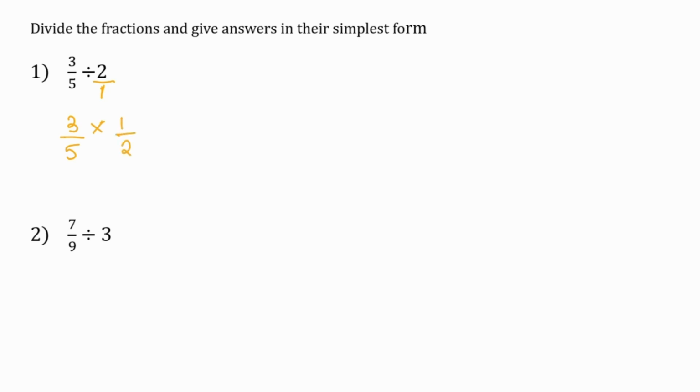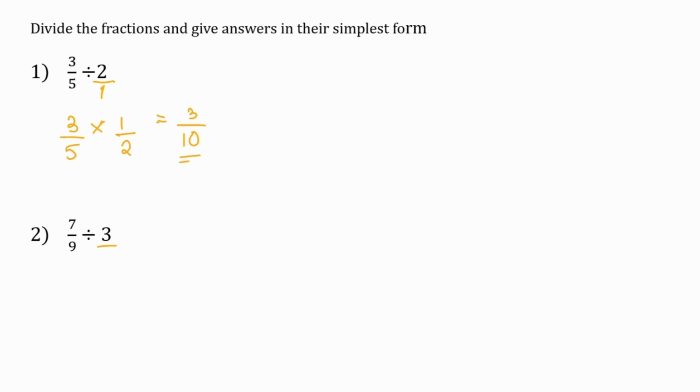Now, because I don't have any common factors in my numerators and denominators, I can just multiply my numerators with each other. 3 times 1 will be 3, and my denominators multiplied by each other. 5 times 2 gives me 10, and this is my answer in its simplest form.